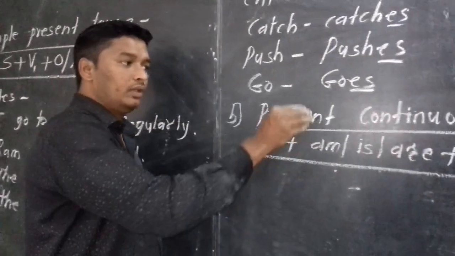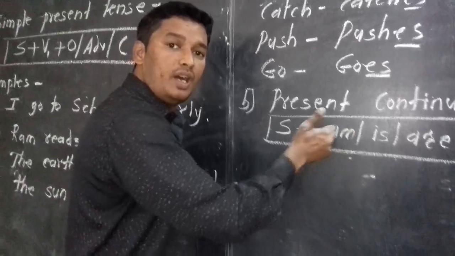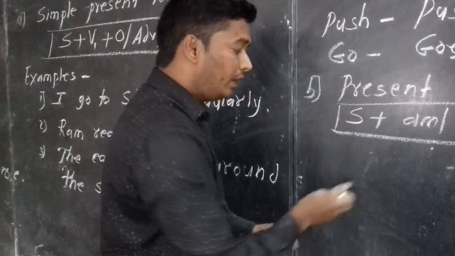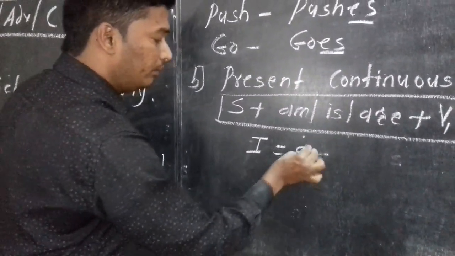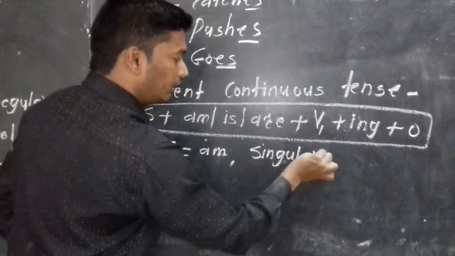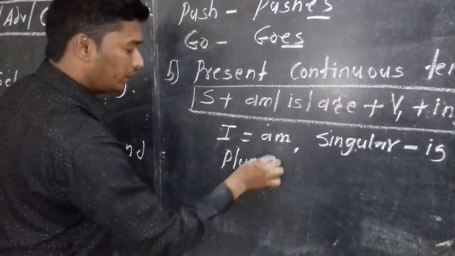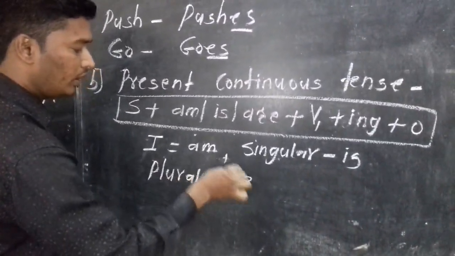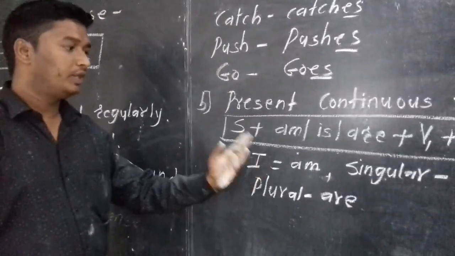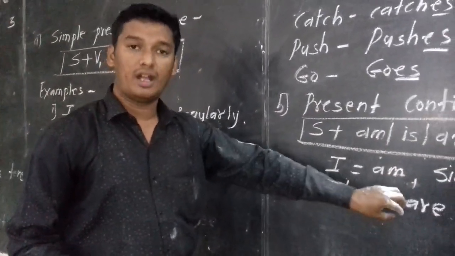Now look, which auxiliary verb should be used after the proper subject? If the subject is I, then take am. If the subject is singular, then take is. If the subject is plural, then take are. It is the basic rule. If the subject is I, then take am. If the subject is singular, then take is. If the subject is plural, then take are.